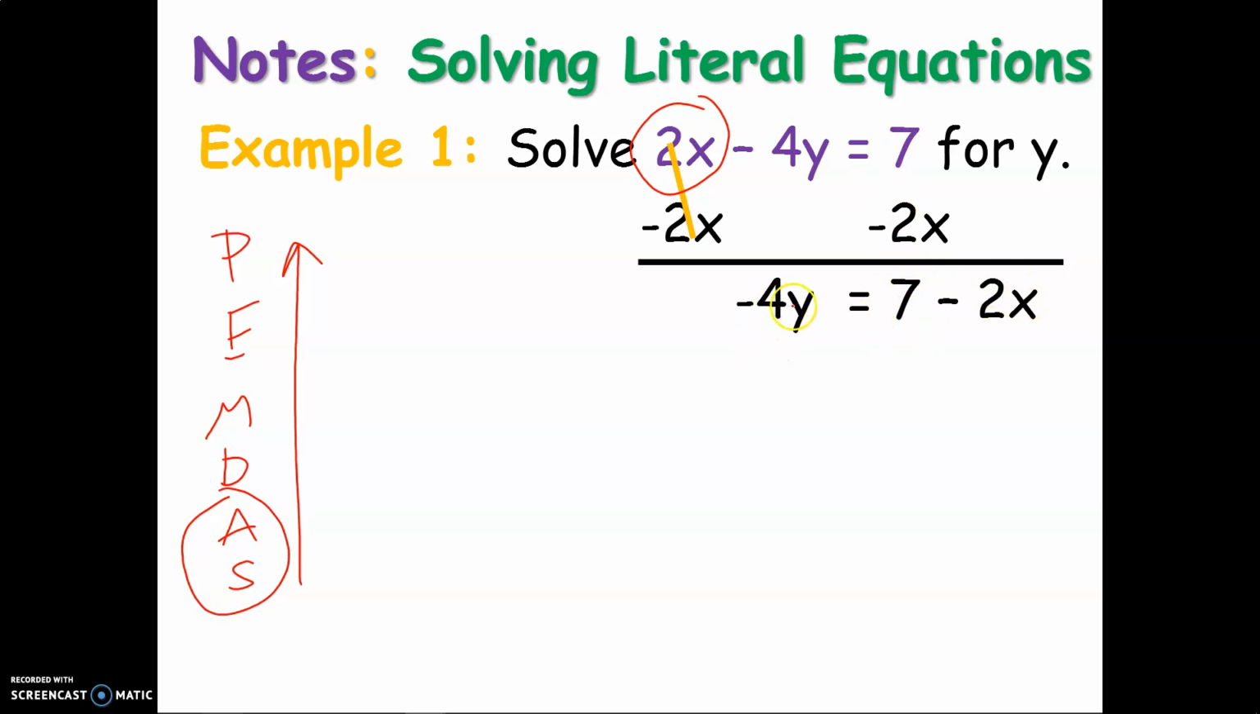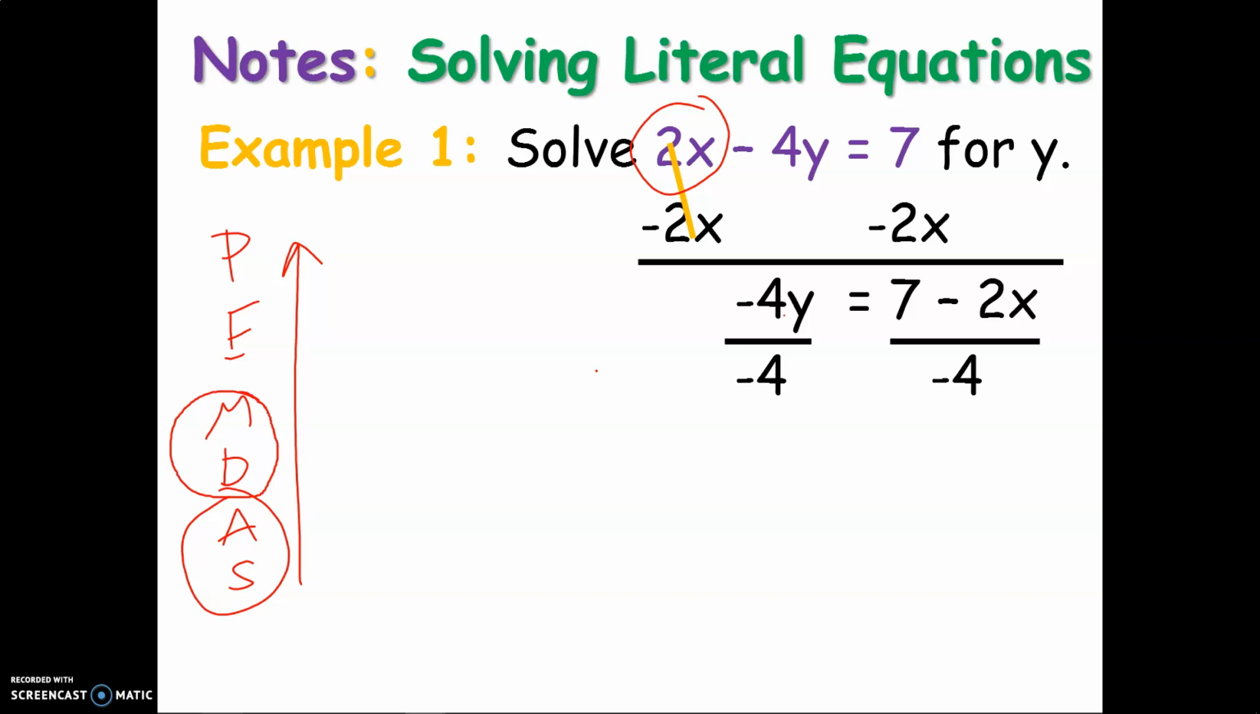On the left, we still have something with the y. We have a times -4. Remember, when a number touches a letter, it's multiply. So we ask ourselves, do we have any multiplication or division to remove? We do. We'd like to get rid of the times -4. The opposite of multiplying by -4 is divide. So we'll go ahead and divide both sides of the equation by -4.